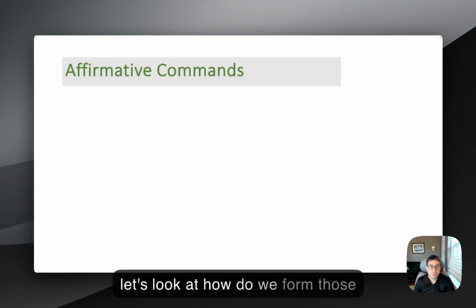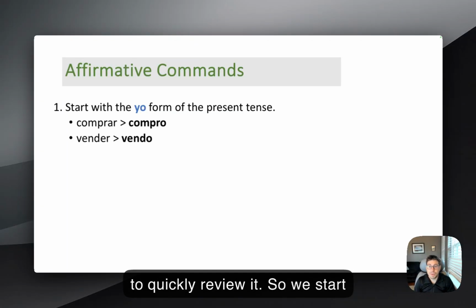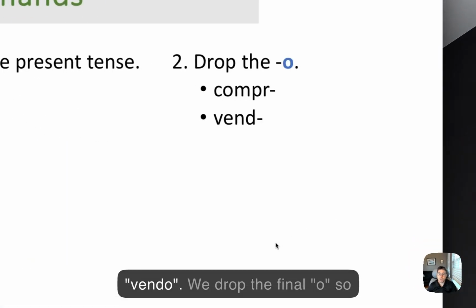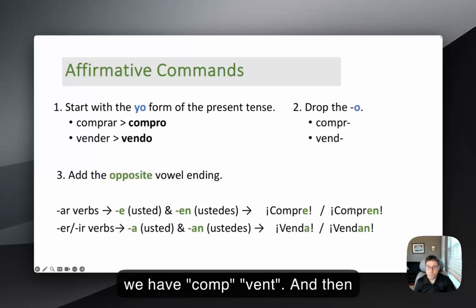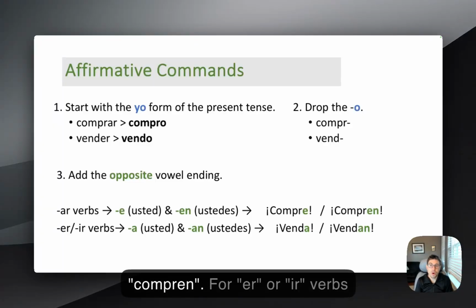Now let's see how we form those affirmative commands. We already reviewed them in a previous video, but we're going to quickly review. So we start with the yo form of the present tense. So comprar, we have compro, vender, we have vendo. We drop the final o, so we have comp, vend. And then we add the opposite vowel ending. So for AR verbs, we use e or en. So compre, compren. For ER or IR verbs, we add a or an. So venda, vendan.